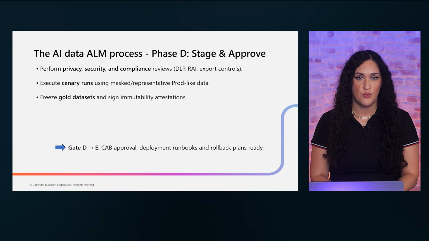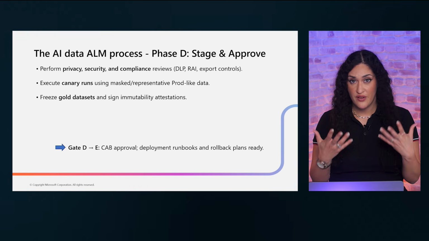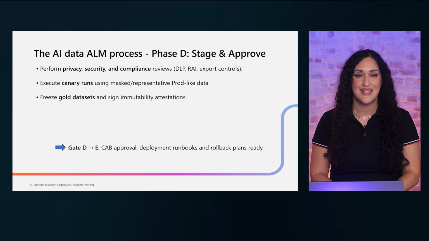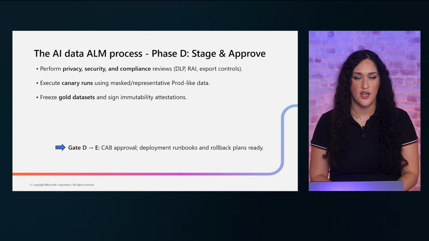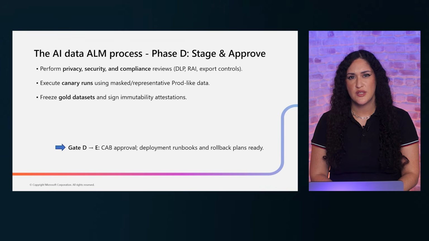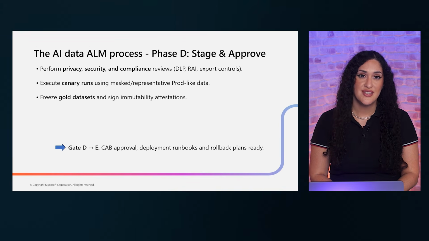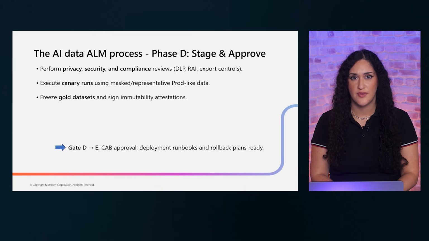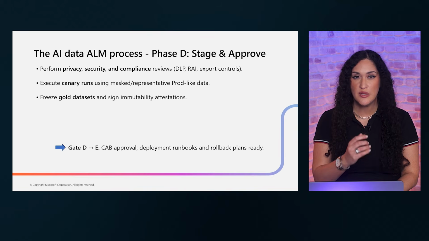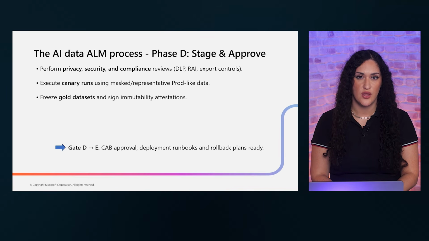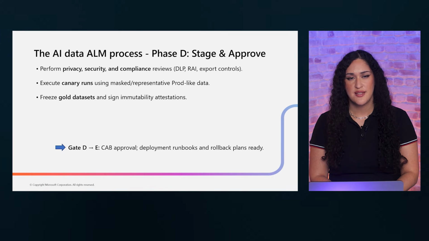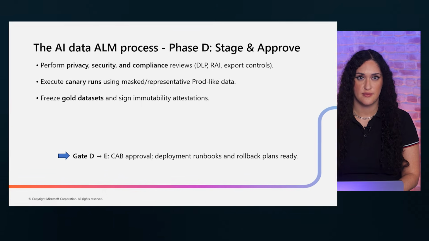Phase D is the staging and approval checkpoints. This is where you perform privacy, security, and compliance reviews, including DLP, responsible AI assessments, and export controls. Execute runs using masked or representative production-like data. Canary testing is a low-risk deployment strategy that releases changes to a small, isolated subset first to identify issues before full rollout. Freeze your gold datasets and sign immutability attestations so nothing changes after this point. The gate from D to E requires Change Advisory Board approval, plus deployment runbooks and rollback plans.